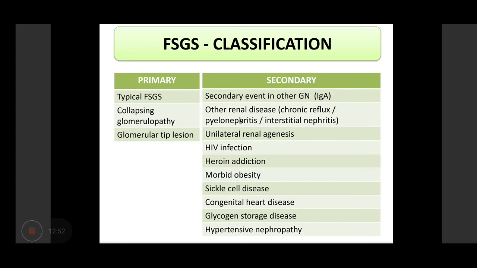Then other tubulointerstitial renal disorders, such as chronic reflux pyelonephritis and interstitial nephritis, can also lead to development of secondary FSGS. Then unilateral renal agenesis, HIV infection, heroin addiction, morbid obesity, sickle cell disease, congenital heart disease, glycogen storage disease, and hypertensive nephropathy. All of these can be the cause of secondary FSGS.